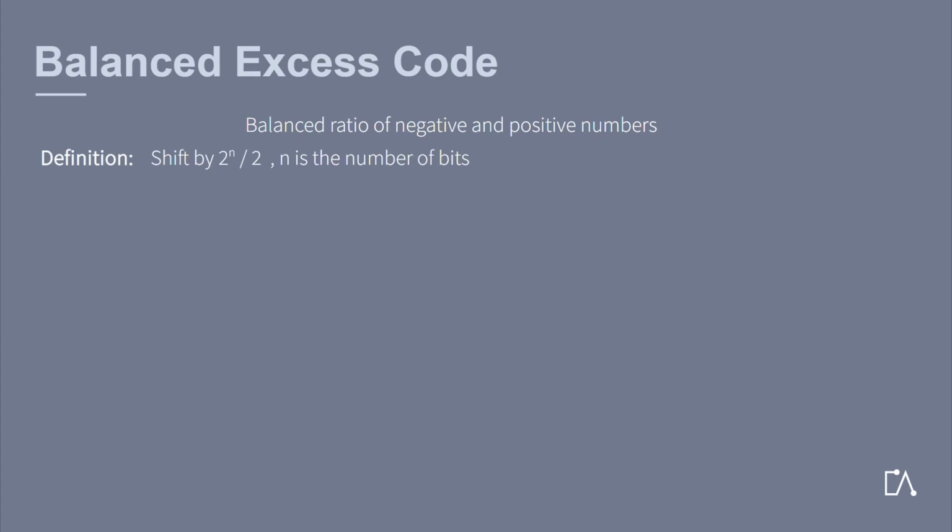To calculate the appropriate shift, use the formula 2 to the power of n divided by 2, where n is the number of bits. Let's use a memory with 4 bits as an example. We put the 4 into the formula and get a shift of 8 as result. So for a 4-bit memory, the balanced excess code is XS8.